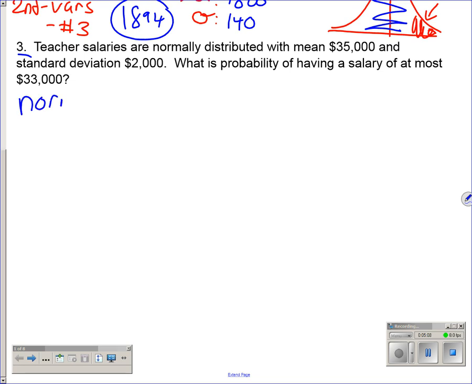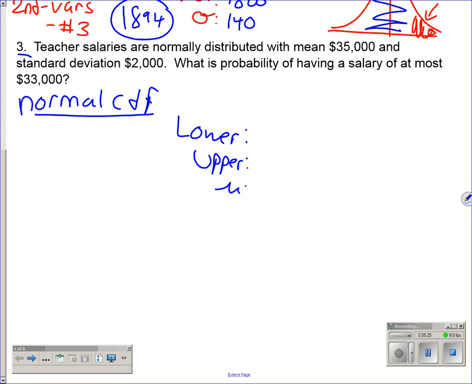Yeah, normal CDF. Which is the same menu as inverse norm, the second bar, and option number 2, I believe. And in this menu, you're going to have 4 things: your lower, your upper, your mean again, and your standard deviation. Okay. Well, let's think about that. Here's my normal distribution curve with 35,000 as my mean.